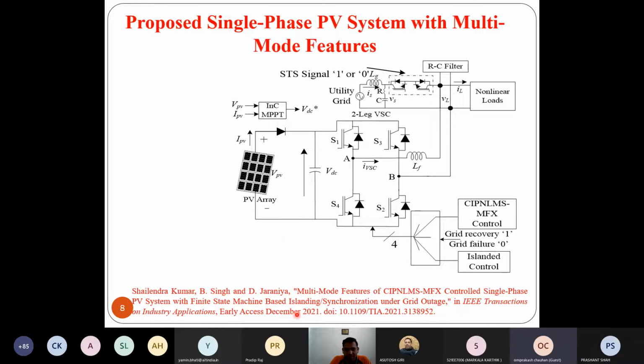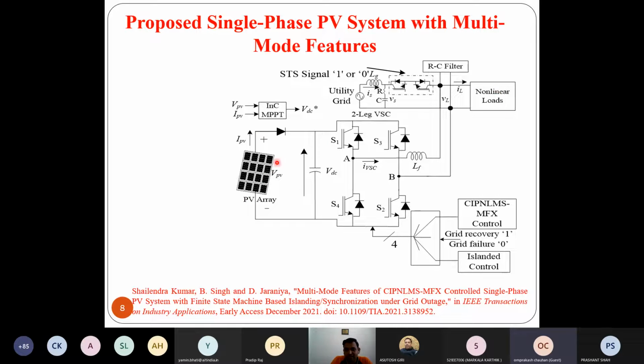And recently in December 2021, we have published this paper in IEEE Transactions on Industry Applications, by incorporating the multi-mode features. And remember, this is a very economic system. In daytime, still the utilization factor will be poor because we are not putting the battery. But suppose we are saying that we are utilizing this system, in most of the time grid is available, and whenever we are having the islanding, we can use this system in standalone mode.